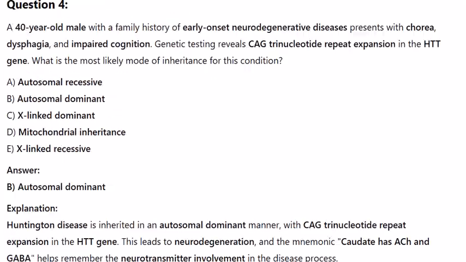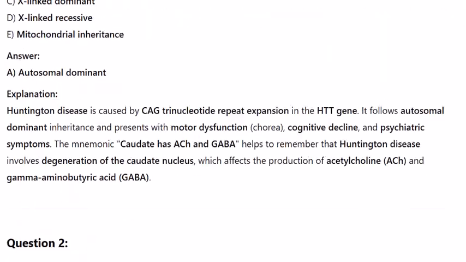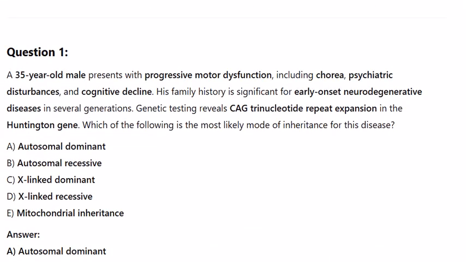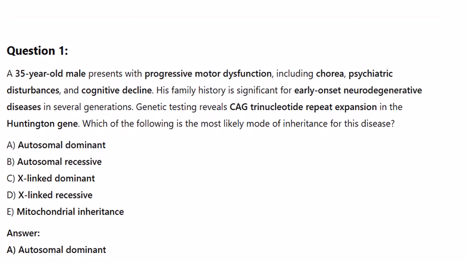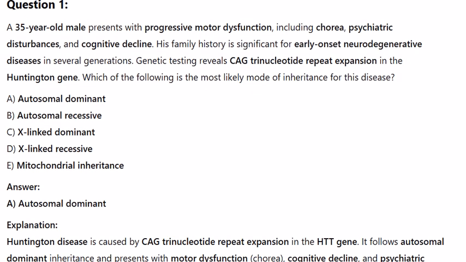5 USMLE-style questions focused on trinucleotide repeat expansion diseases, incorporating the mnemonic. Question 1. A 35-year-old male presents with progressive motor dysfunction, including chorea, psychiatric disturbances, and cognitive decline. His family history is significant for early-onset neurodegenerative diseases in several generations. Genetic testing reveals CAG trinucleotide repeat expansion in the Huntington gene.